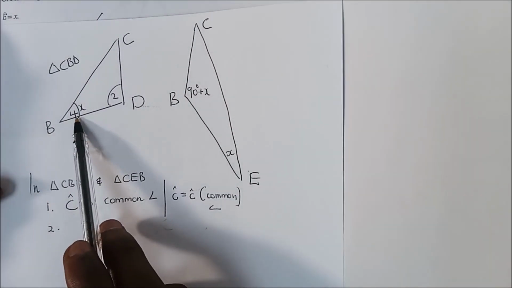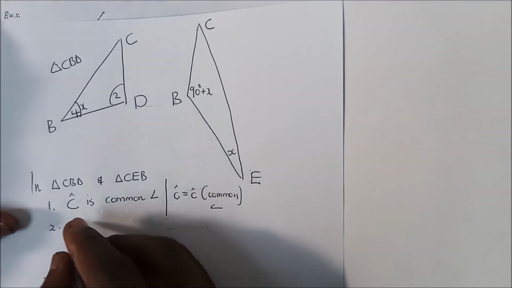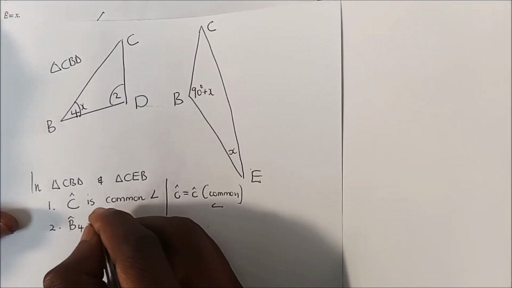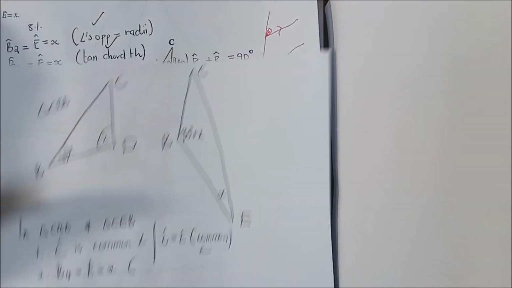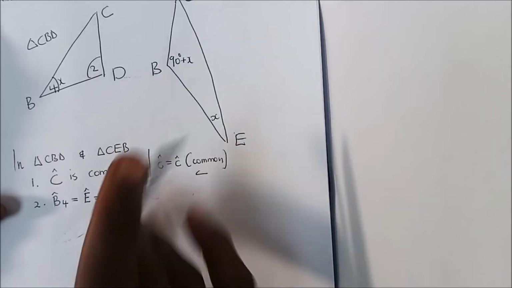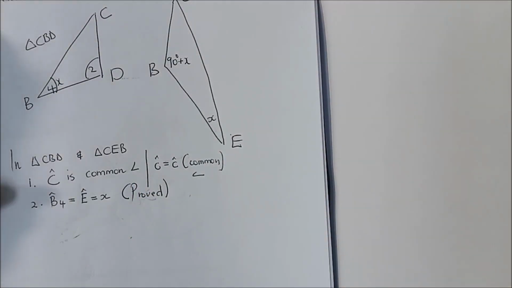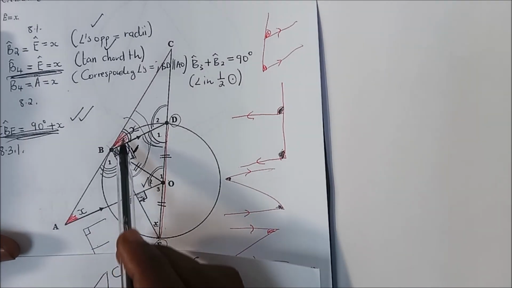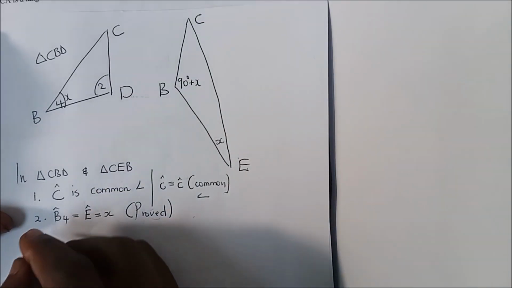So now number 2, compare these triangles. What do you notice about B4 and E? Can you see that both of them are equal to X? So we can just say B4 is equal to E is equal to X. Remember, we did prove it in the previous question. So we can just say proved, or you can write the reason again if you want. The reason, you remember, it was Tan-Cot theorem. You said B4 equals X. That's Tan-Cot theorem, or you can just say proved.